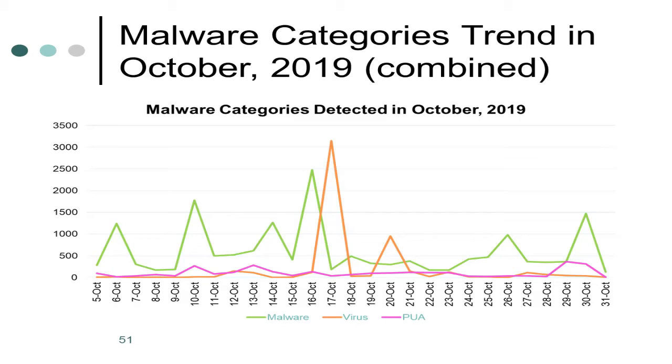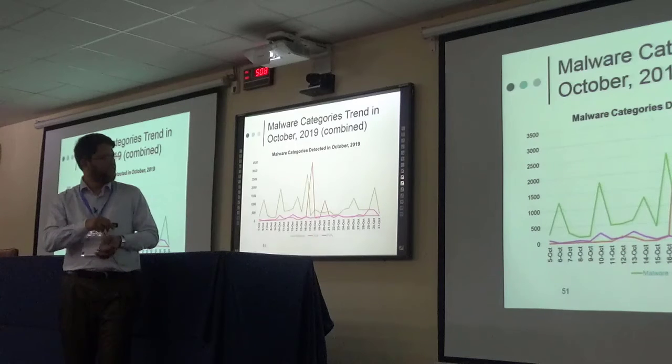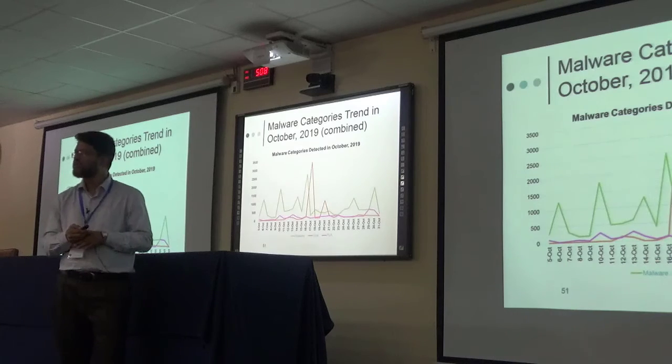This is from October to 31st October. As you can see, this is malware almost similar to virus. There's a spike of virus, but in terms of average, they are all almost the same.